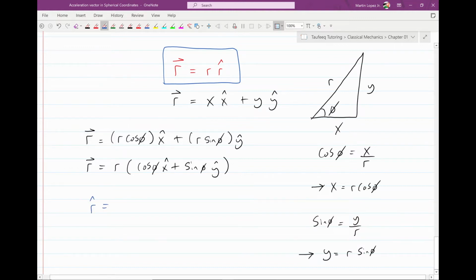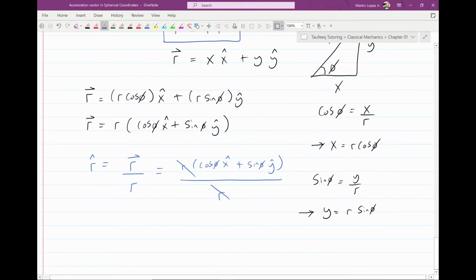So we can solve for r hat being equal to r vector divided by r. You just divide both sides by r, and we can plug that in. So r vector is r (cosine phi x hat plus sine phi y hat) divided by r. So these cancel, and you get r hat is equal to cosine phi x hat plus sine phi y hat.